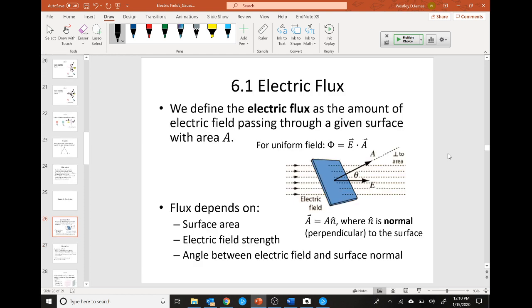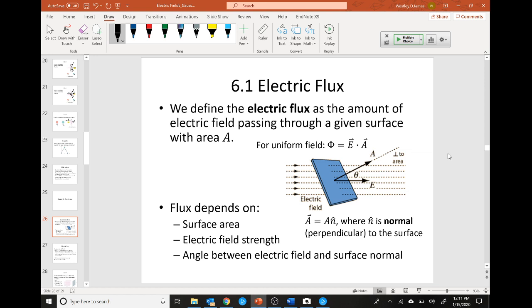So today we're going to talk about flux. We're just going to talk about flux today. We're going to finish with that, and then on Friday we'll finish up with Gauss's law. Electric flux is basically just a definition someone came up with: it is the amount of field lines that pass through a surface with area A.